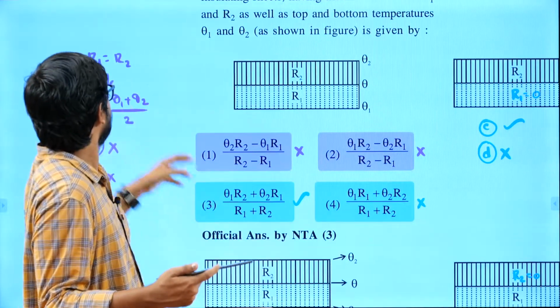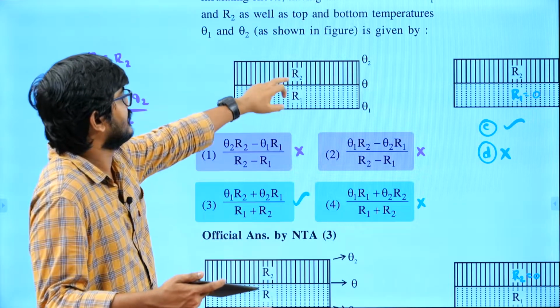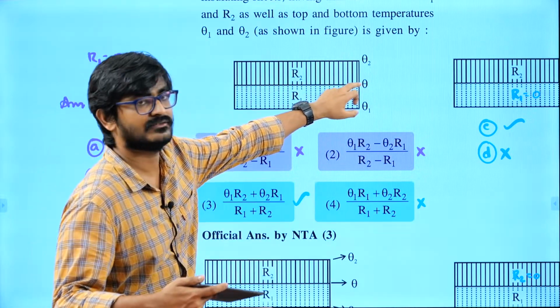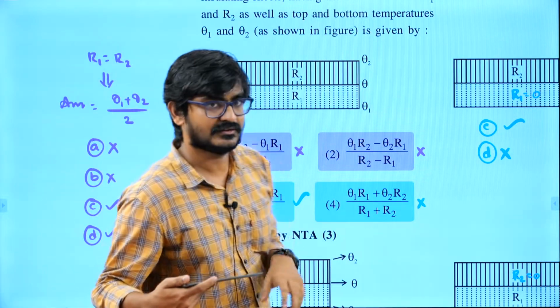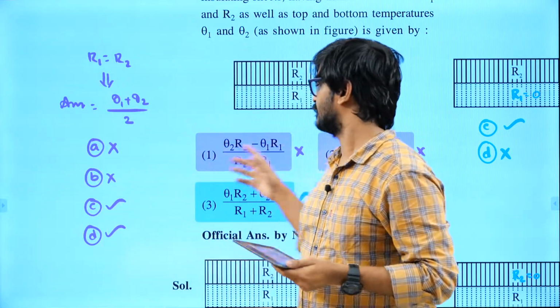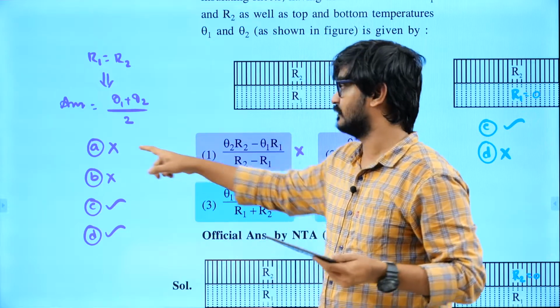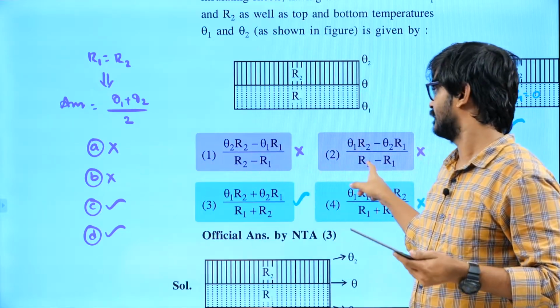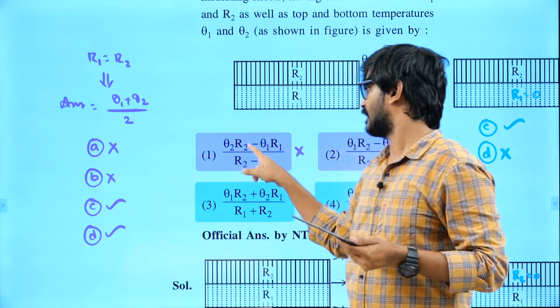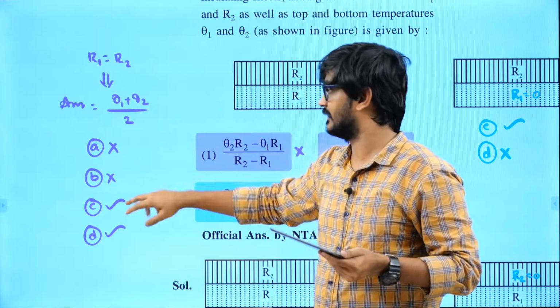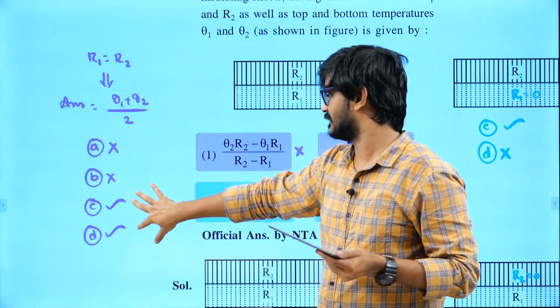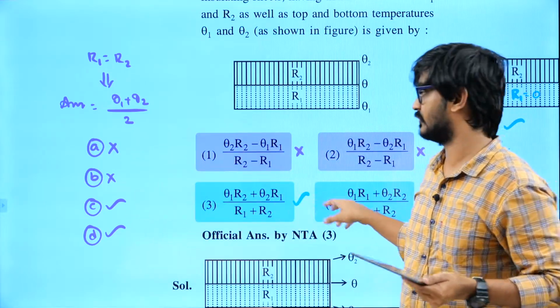So if R1 equal to R2, then this temperature must be theta 1 plus theta 2 by 2. Now which of the 4 options will be giving theta 1 plus theta 2 by 2? If you see option A and B, when you substitute R1 equal to R2, these 2 are not going to give theta 1 plus theta 2 by 2. So I eliminated these 2. So these 2 will be giving theta 1 plus theta 2 by 2. So I can't eliminate these 2.